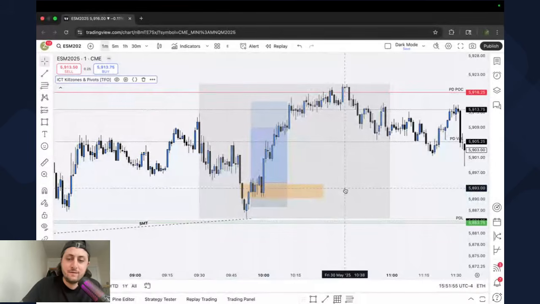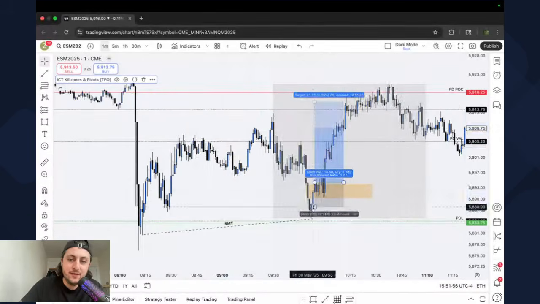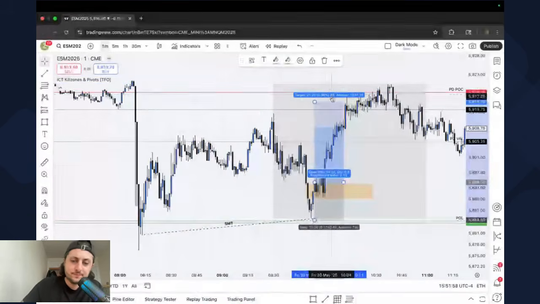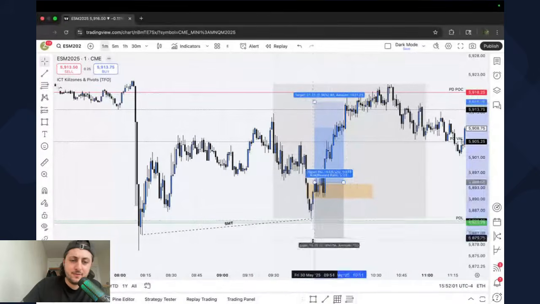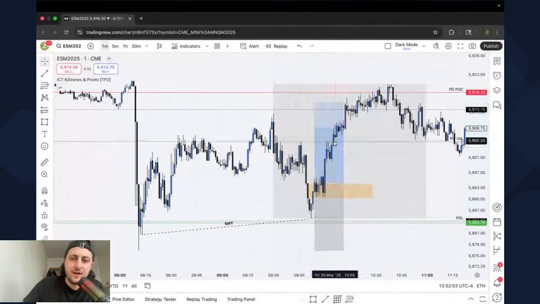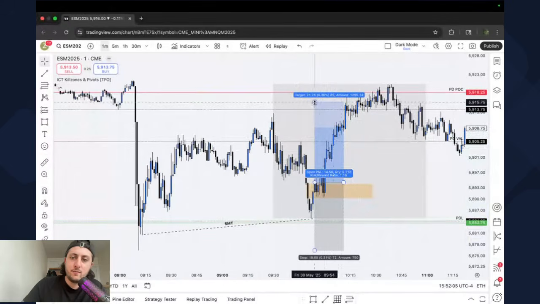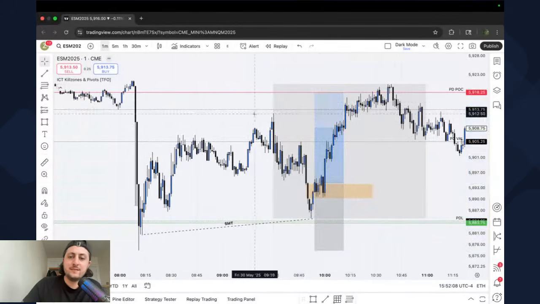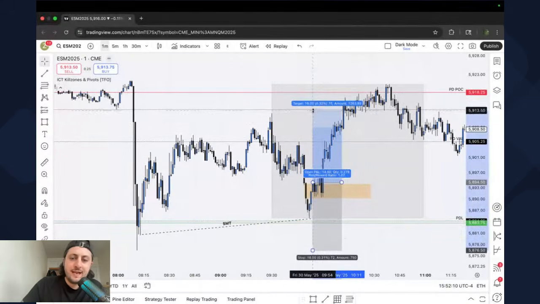Now, again, like I said before, your stop could be here. You could still get a clean 2R. Your stop could even be here. I think you could still get 1R right here, or even a little bit more if you wanted to go right for the previous day's point of control. So you could get good risk reward no matter what type of R multiple you like.